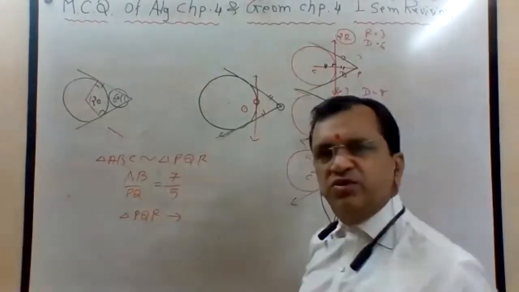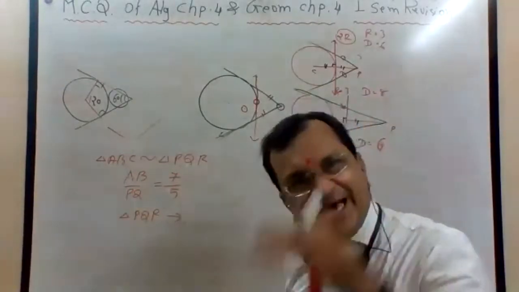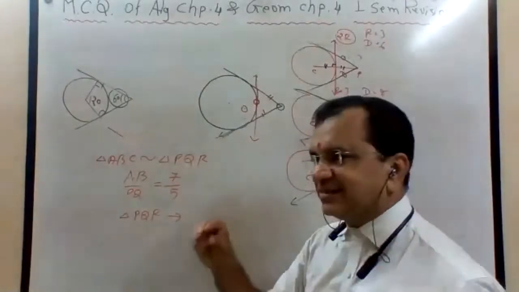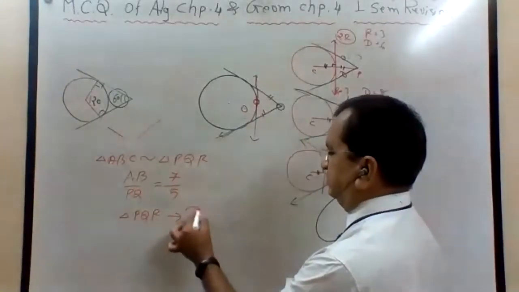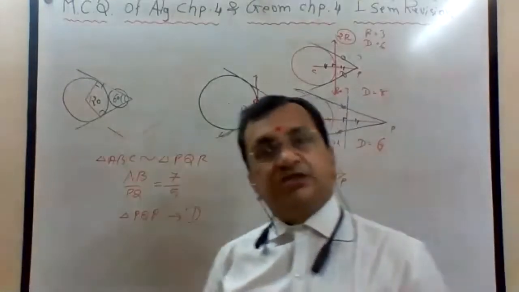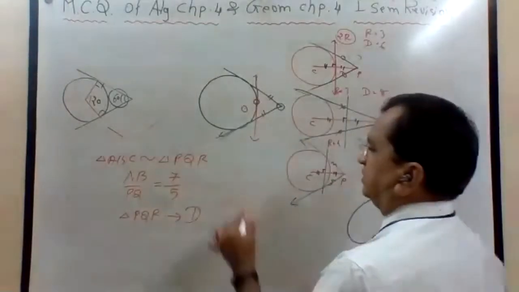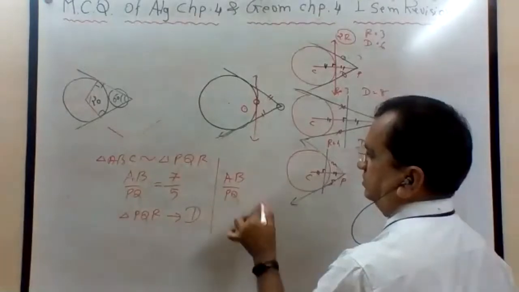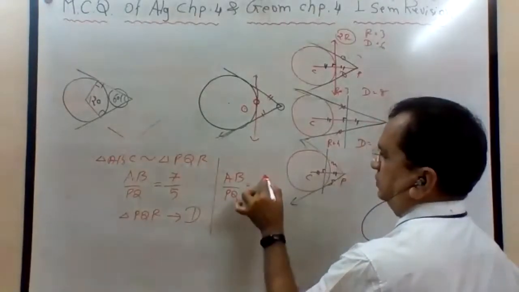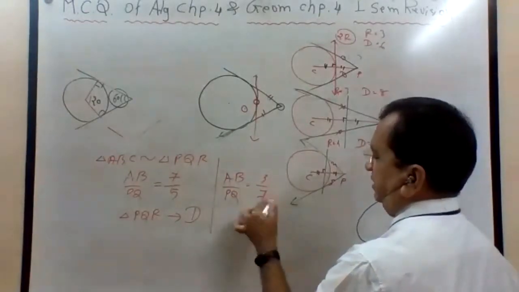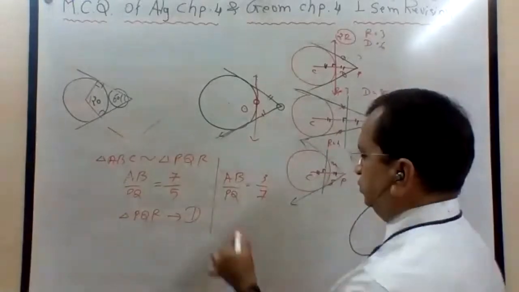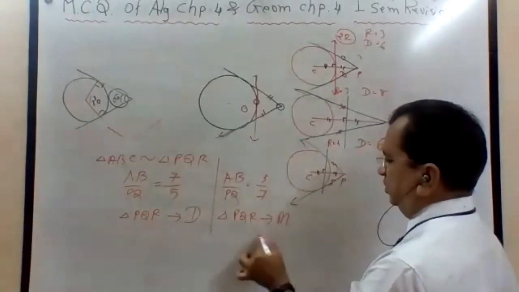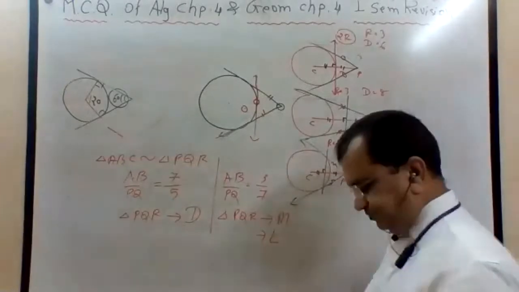So AB is 7, but compared to that PQ in ratio wise it is 5, less. Compared to ABC, the side of PQR is less, so it is diminished, not enlarged, not magnifying. In another way, suppose AB by PQ is 3 by 7, for example. So triangle PQR will be magnifying or enlarged.